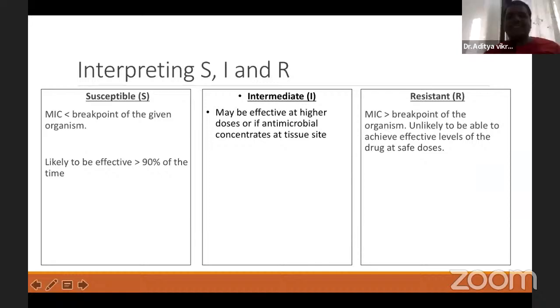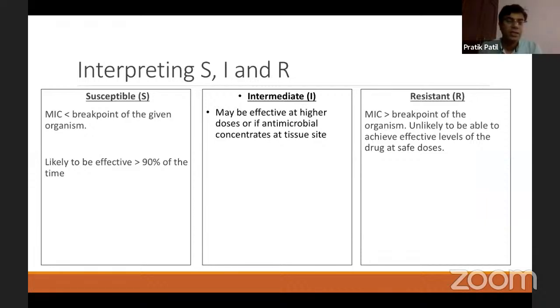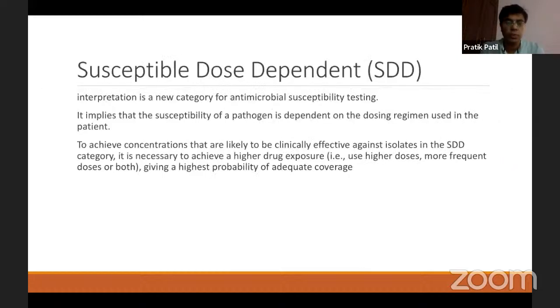So how to interpret the sensitivity, intermediate, or resistance? If it is less than the breakpoint, it is susceptible, and in this case, the antibiotic is likely to be effective 90% of the time. If it is intermediately sensitive, then it may be effective at higher doses, or if the antibiotic concentrates at a given tissue site of infection. However, if it is resistant, the chances of working are very low. Again, it depends on the antibiotic used, the dose used, and the concentration achieved in the given tissue.